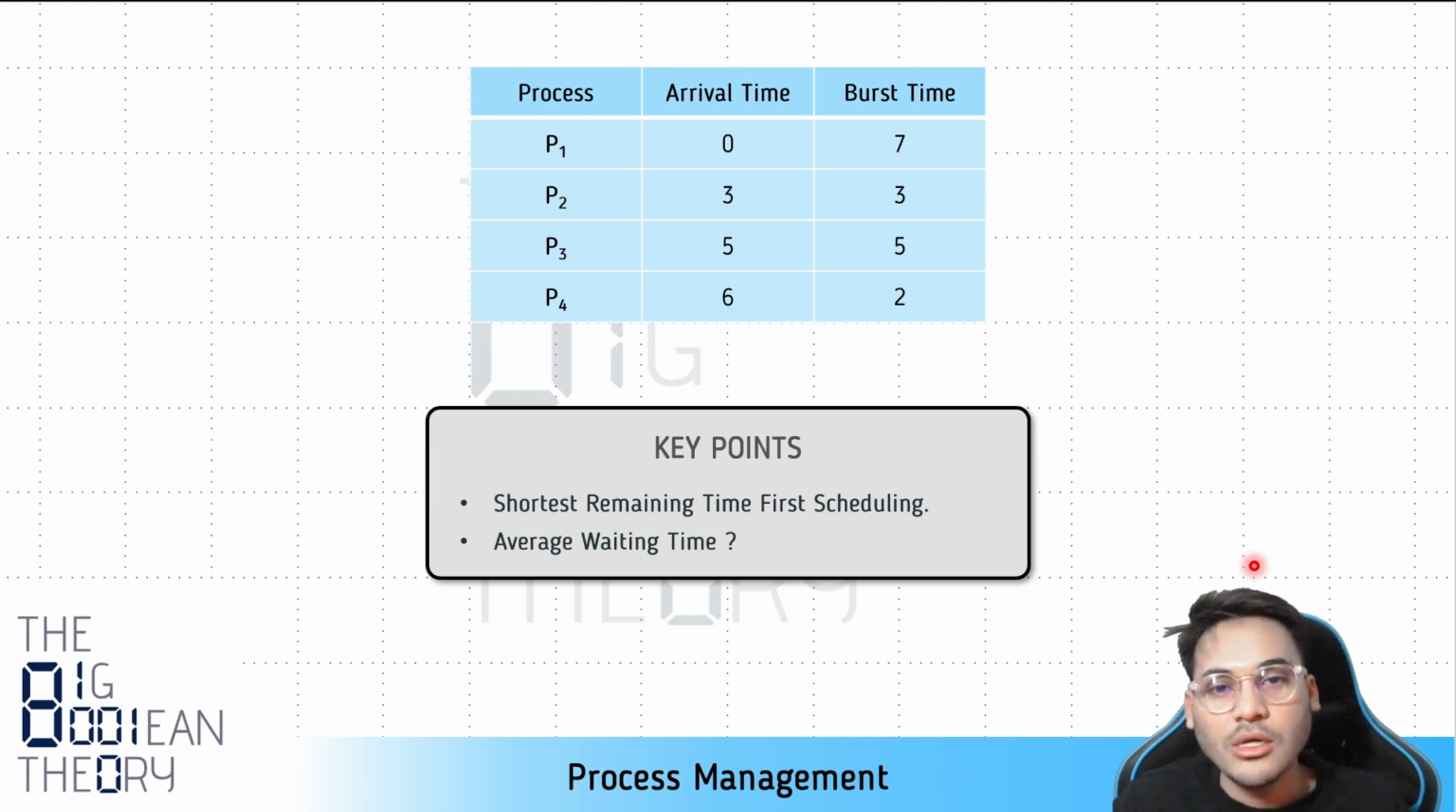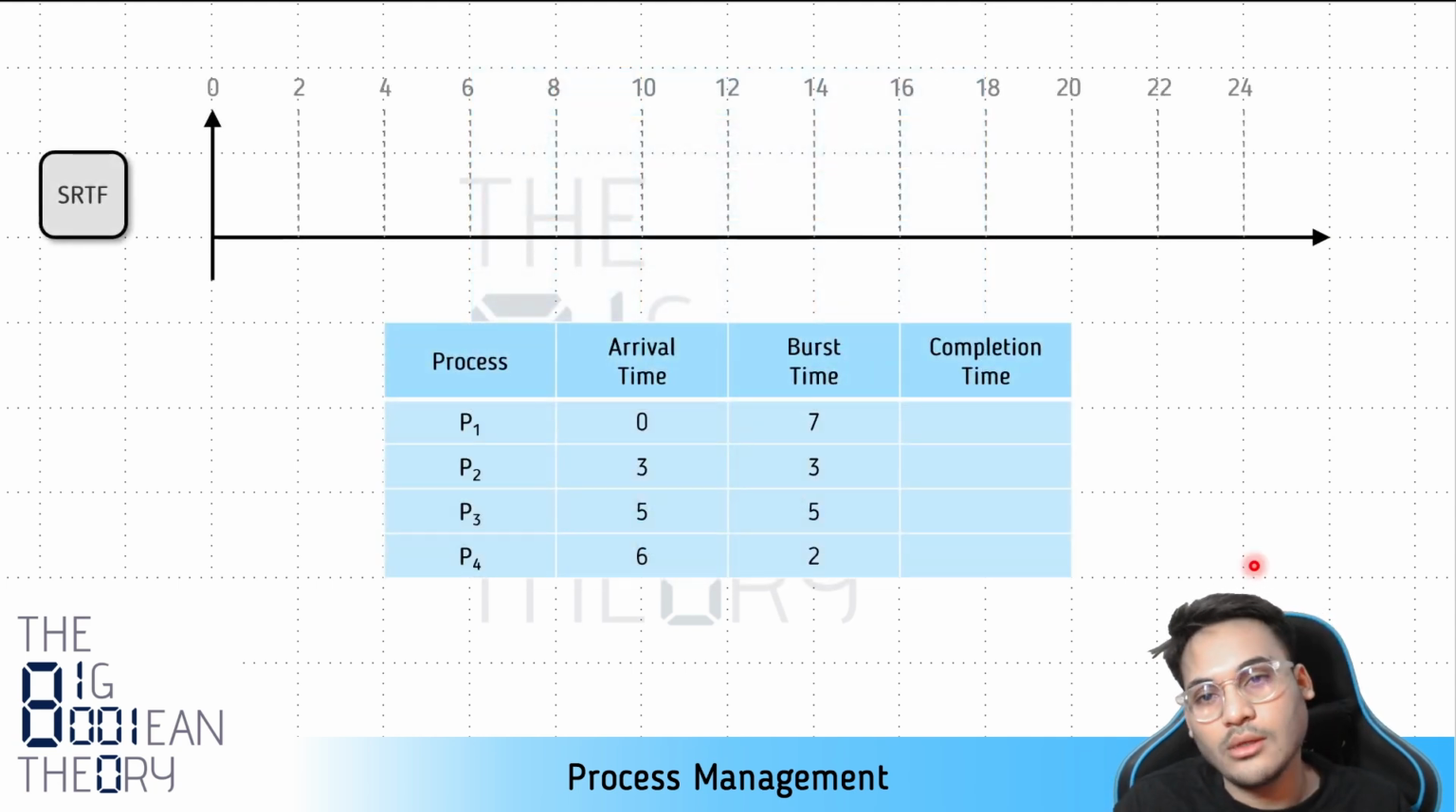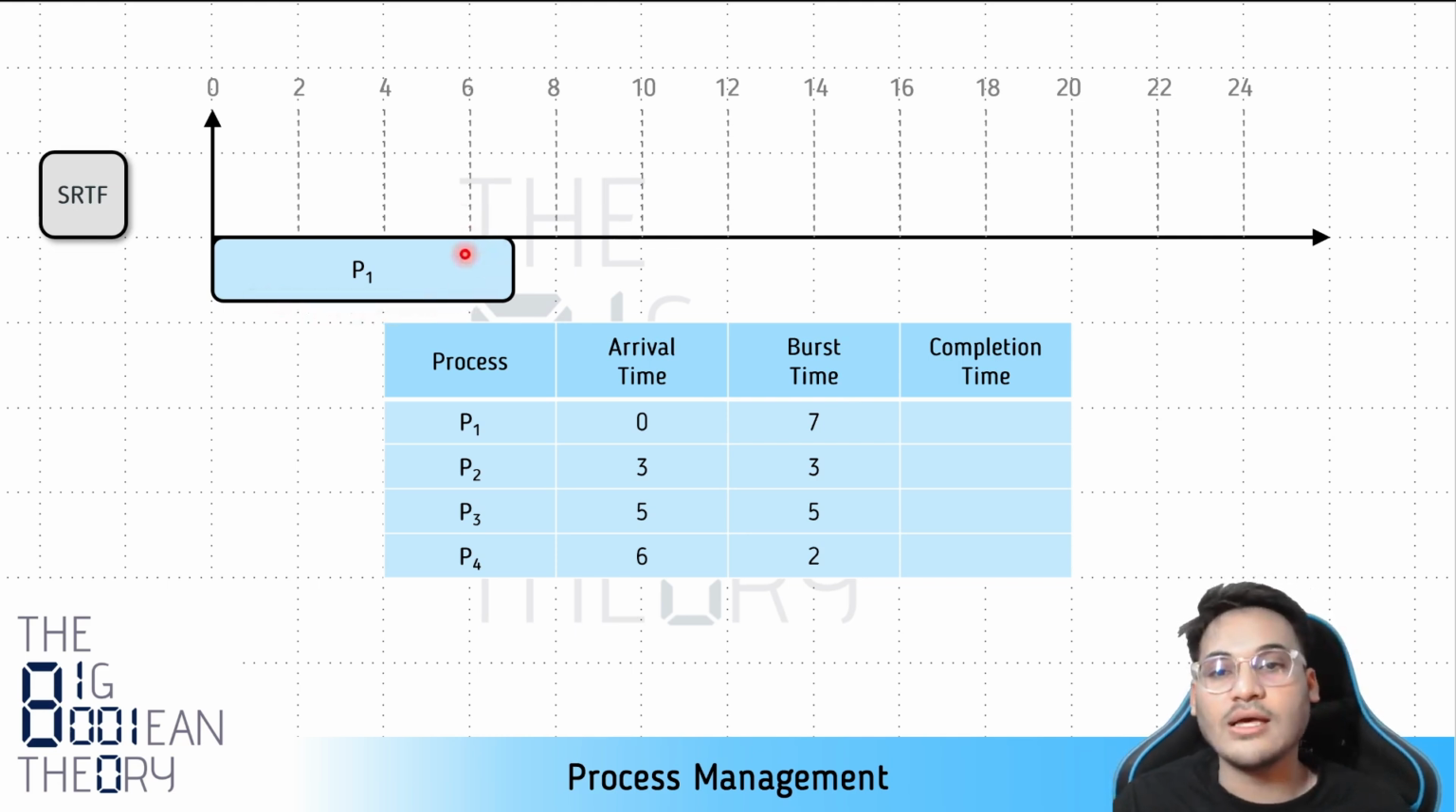Now, in order to solve most scheduling questions, you have to draw the Gantt chart and perform the scheduling. So here, this is the Gantt chart that we are going to draw, using the shortest remaining time first, or SRTF, algorithm. Let's start with process P1 because it is the first process that arrives in the system, at time instant 0. It has a burst time of 7. As you can see, process P1 has arrived.